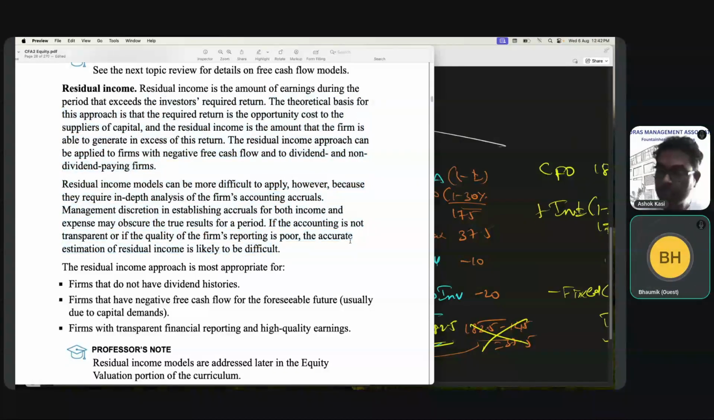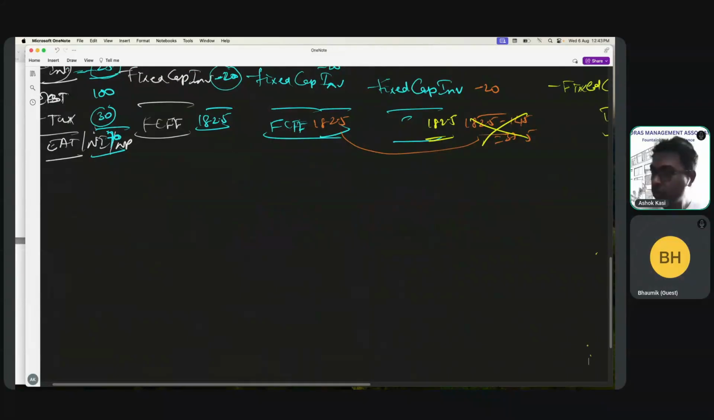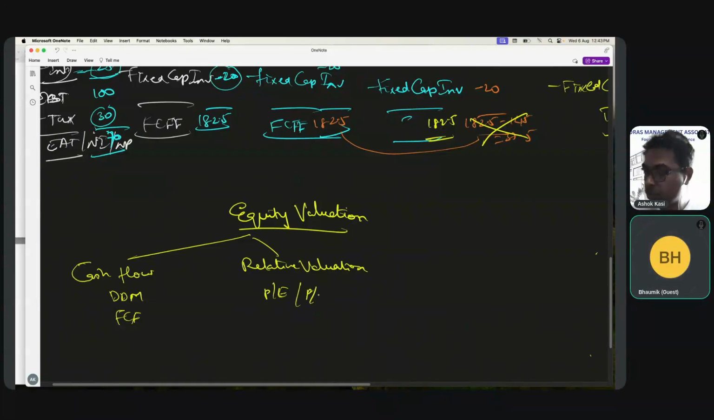Basically, on residual income, there are many ways that we have learned in Level 1 to do equity valuation. First are cash flow models; under that we have the dividend discount model and the free cash flow model. Then the next one is multiplier or relative valuation: price to earnings, EV by EBITDA, or price to book ratio.